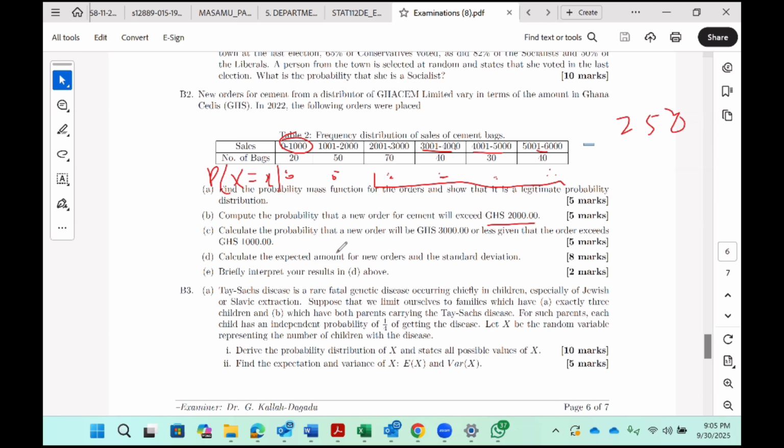Then when you finish, to show that it is legitimate, you add the probabilities and find the total here. The total number of bags is 250. And if the total of the probabilities is equal to 1.00, then what does it mean? We say that it is 1 because the probabilities of the various sales values add up to 1. So it means that your probability mass function is legitimate.